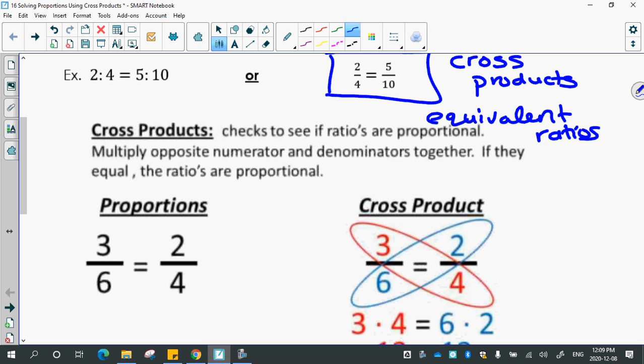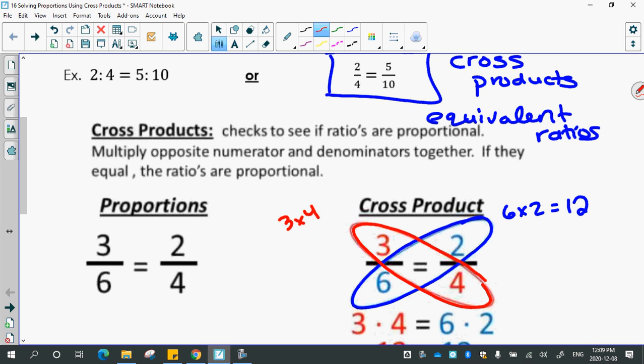So there's a little picture here. Here's my proportion, 3/6 equals 2/4. And the way you check it is, on your calculator, you multiply the cross product. So the denominator of the first one by the numerator of the second one, 6 times 2. That gives you 12. And you also multiply the top of the first one by the bottom of the second one, and that also gives you 12.